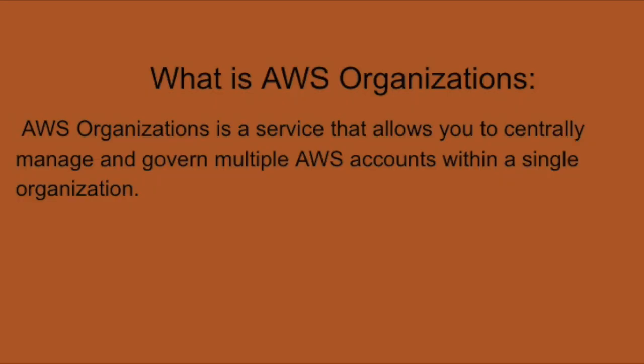So AWS Organizations is a service that allows you to centrally manage and govern multiple AWS accounts within a single organization. Think of it like a company org chart for your AWS accounts. Instead of managing each AWS account separately, you group them into an organization with a management account at the top and member accounts underneath. So you get consolidated billing, centralized policy management, and the ability to organize accounts into groups. It's perfect for companies with multiple teams, departments, or environments that need separate AWS accounts.